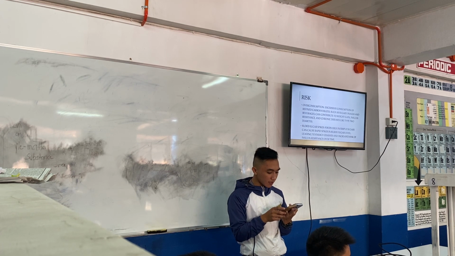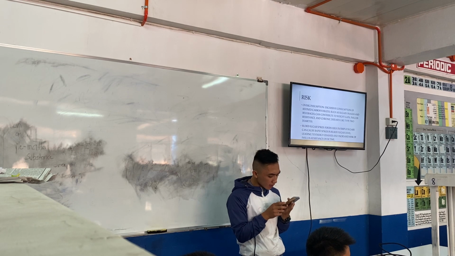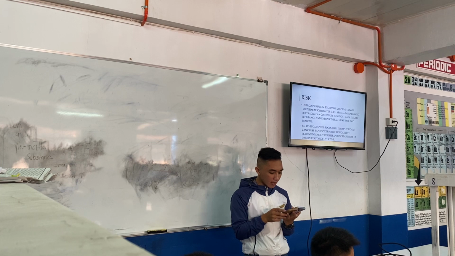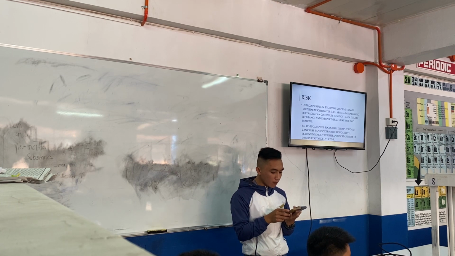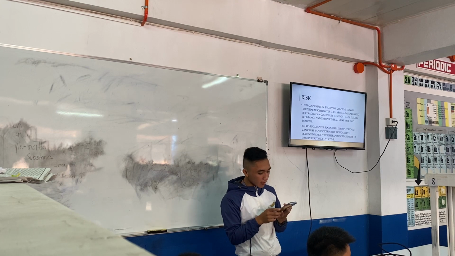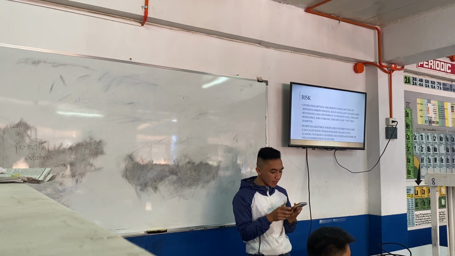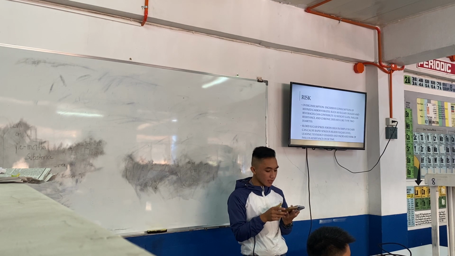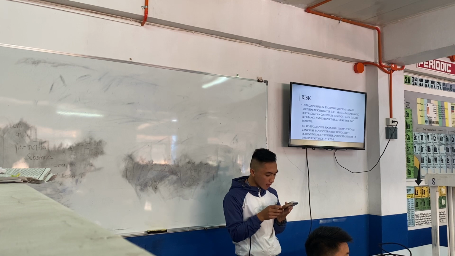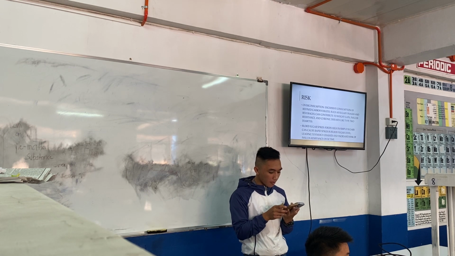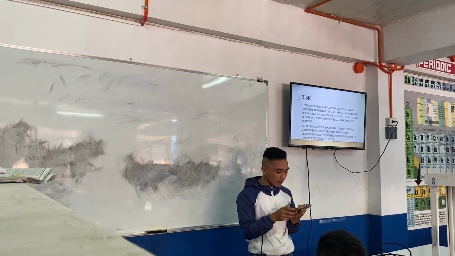Number 6 is hypoglycemia. Inadequate carbohydrate intake can cause low blood sugar levels, leading to symptoms like dizziness, weakness, sweating, and confusion. Severe hypoglycemia can be dangerous and requires prompt medical attention.